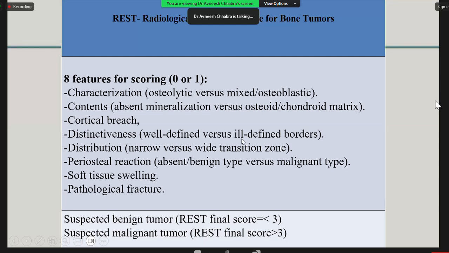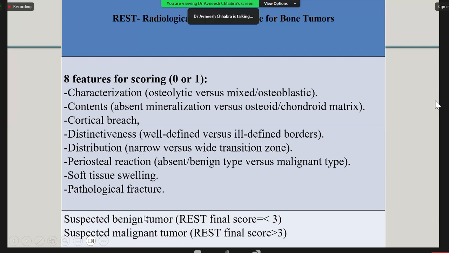So they didn't use the Madewell-Lodwick classification. They just used well-defined or ill-defined, which I think is what you talk about. Is it, has a sclerotic margin, no sclerotic margin, narrow versus wide transition. So narrow transition, for those who are not taught what they are, narrow means you can etch with a pencil. Like you take a pencil and then you can draw a margin around it. Anything more than that is wider. Any periosteal reaction, whether it's absent, benign type or malignant type, soft tissue swelling, pathologic fracture. So I think these are the features you use in your practice as a radiologist. So this is more a radiological system which is devised by surgeons.